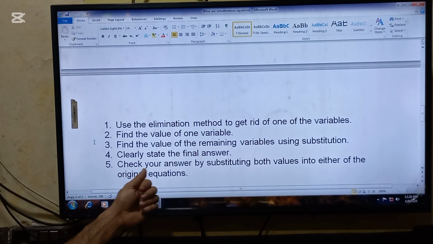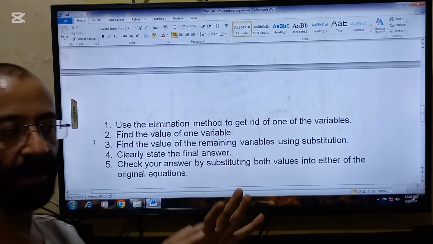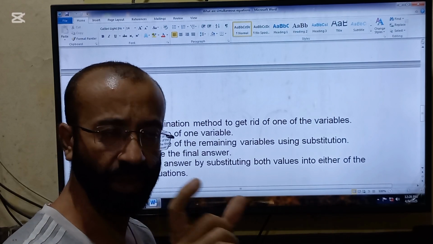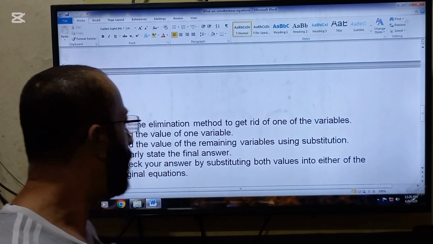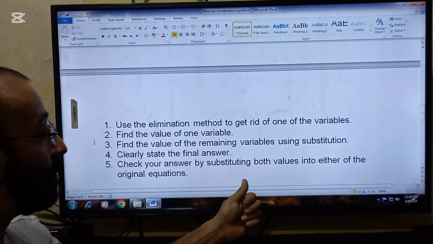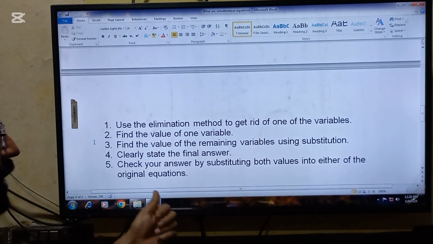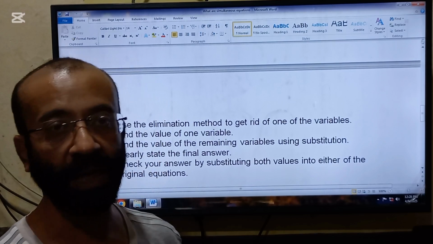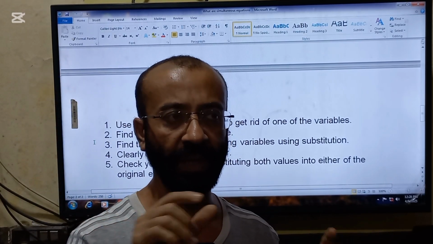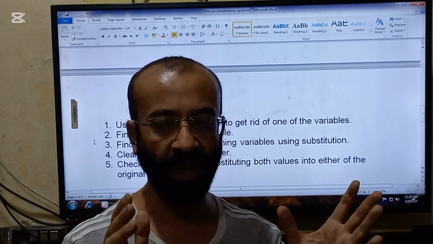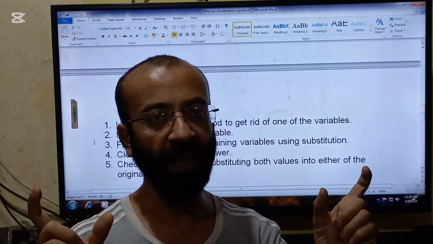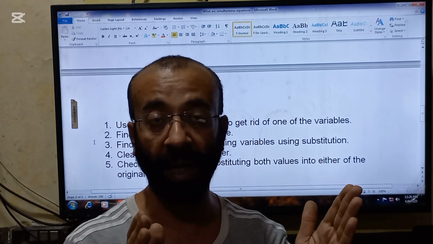Number 4 is clearly state the final answers. When you are at this stage, having found the answers of all the variables, just clearly mention the answers. And the last step will be check your answer by substituting both values into either of the original equations. So that will be the last step. When you have got all the answers, put them in either of the simultaneous equations. If the left hand side is equal to the right hand side, that will be the sign that your answers are okay.